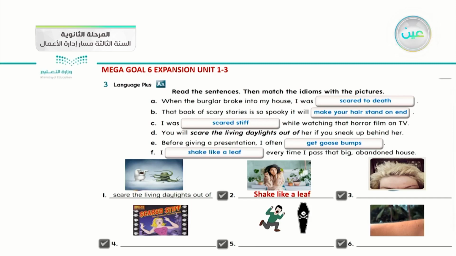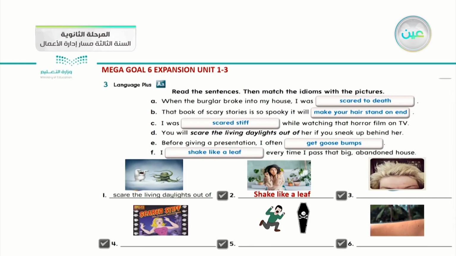Okay, number 2. The book of scary stories is so spooky, it will make your hair stand on end. What do you think the suitable picture for it is? In my opinion, I think the third one is the right one, which makes your hair stand on end. Okay, we transfer to number C, or letter C, sorry.